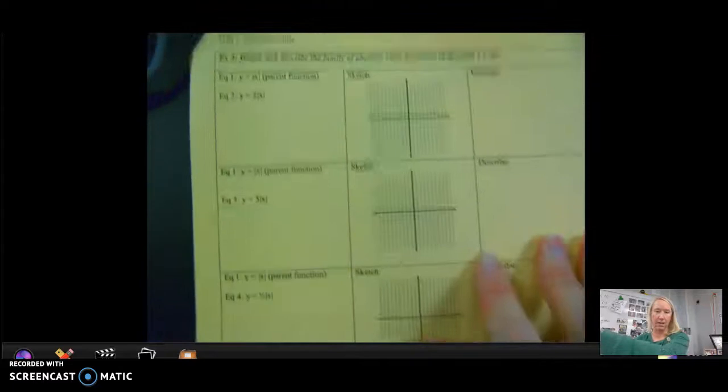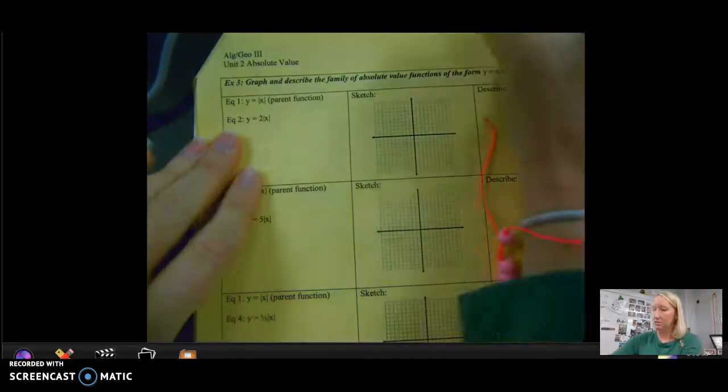Next page. Now we're talking about slope because it's the number out front of the absolute value. So this we're dealing with slope.